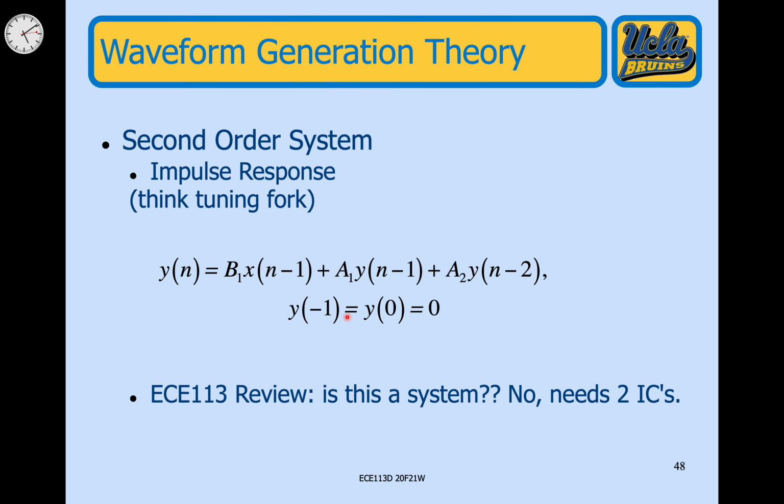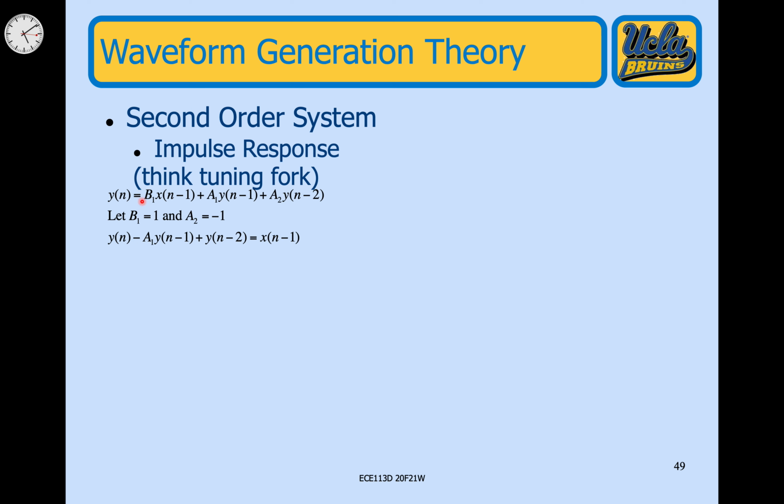So these are the initial conditions. And if you take that, if you write the equation like this and let b1 equal 1 and a2 equal to minus 1, you get this equation right here. Then what would you do? You would take the z transform.